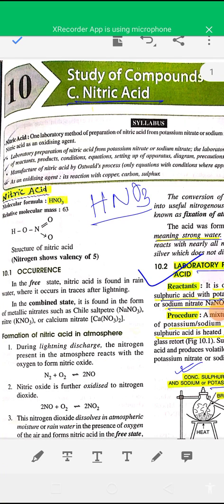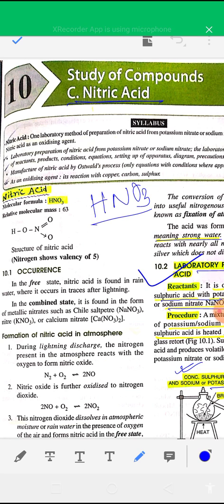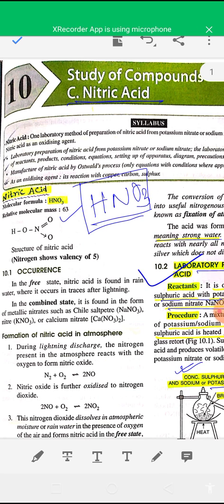Good morning, students. In this video today I'll discuss nitric acid, HNO3. The chemical formula of nitric acid is HNO3. Its molecular mass is 63. It is a covalent compound.